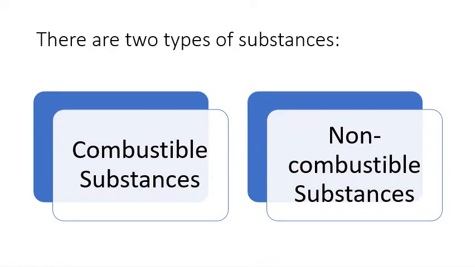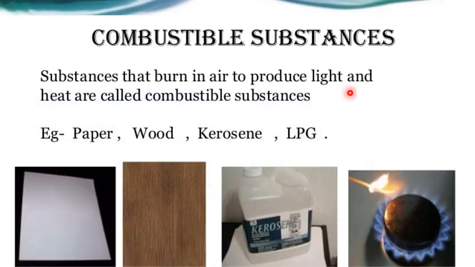The substances that undergo the process of combustion or not are divided into two categories. One is combustible substance and the other one is non-combustible substance. Now, what do we understand by combustible substances? Combustible substances are the substances that burn in air in order to produce light as well as heat. Such substances are called combustible substances, for example, paper, wood, kerosene, LPG, etc.